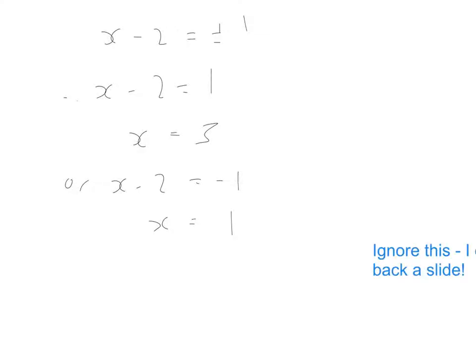So therefore, x minus 2 is equal to 1 and x is equal to 3, or x minus 2 equals negative 1 and x equals positive 1. Okay, just to go back a slide. Okay, so there we have x equals 3 and x equals 1. What we do now is we substitute 3 and 1 into the original equations and go from there. So we had y minus x equals 1. So that's on the next page.